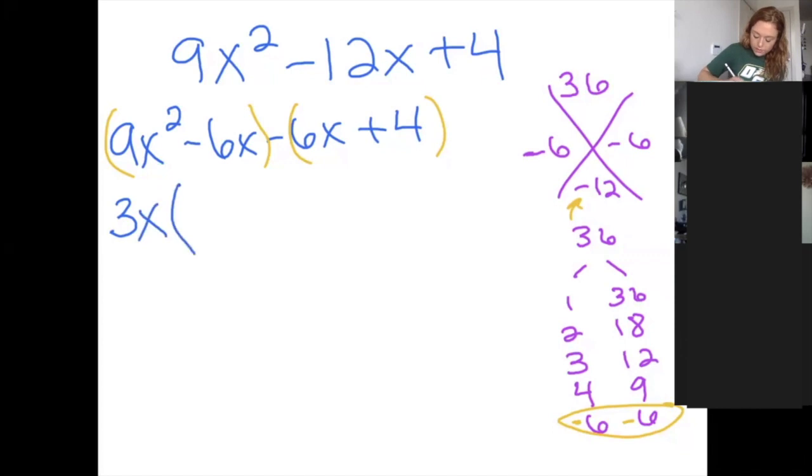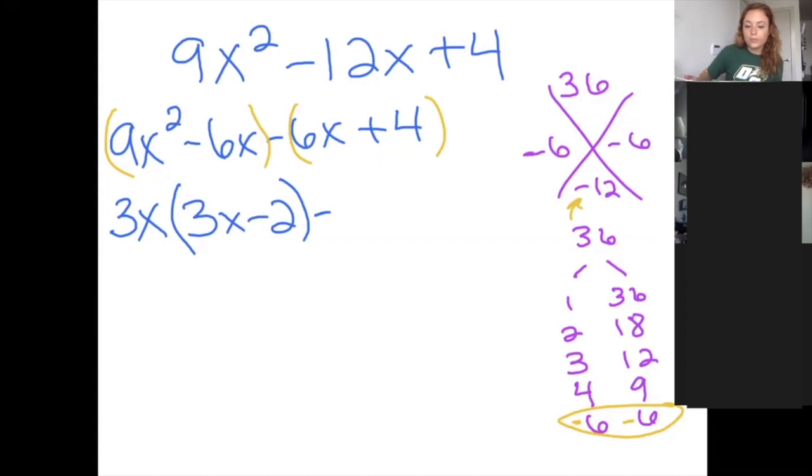Okay. So then 3 times what will give me back 9? 3 times 3. And there were 2 x's here, so I need 1 more. Then 3 times what will get me back to negative 6? Negative 2, and then I already had my x, so we close our parenthesis. Drop that minus.